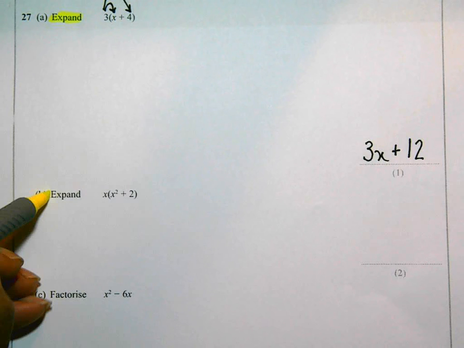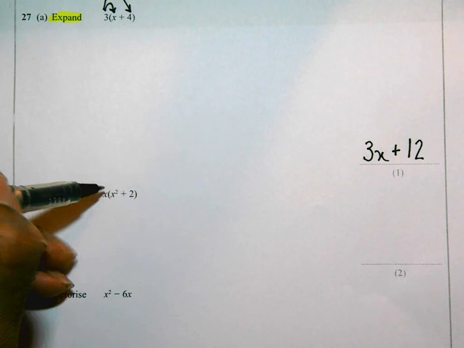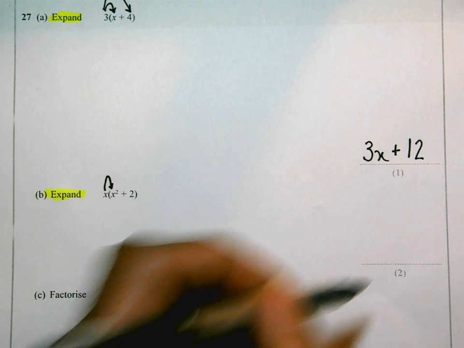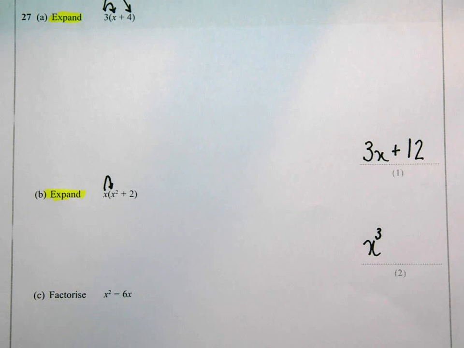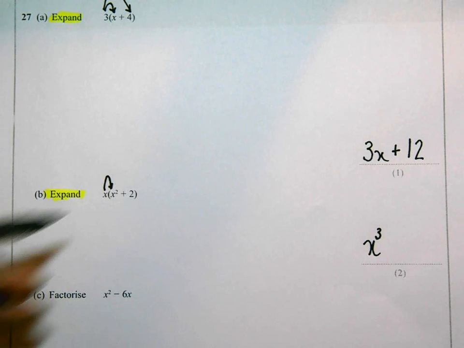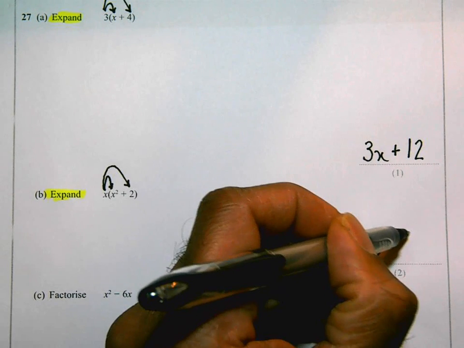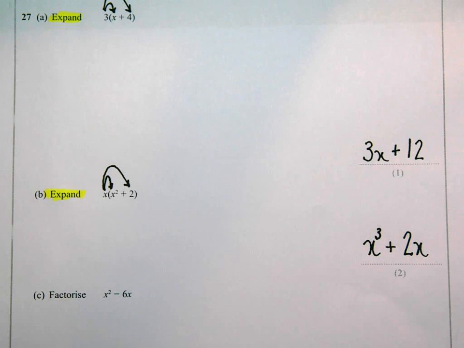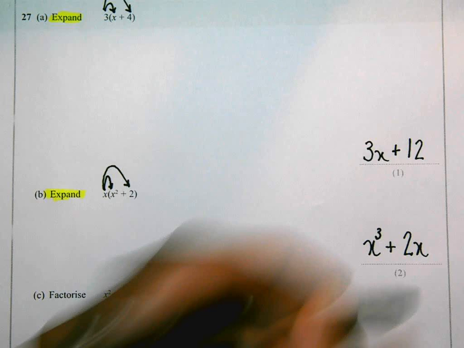It says expand, so I'm going to times everything inside the brackets by what's outside it, by x. So I'm going to do x times x squared. x times x squared is x cubed, and then x times 2 is going to be 2x, and just going to put that plus sign in there, so it's x cubed plus 2x.